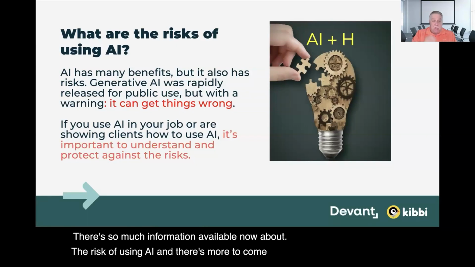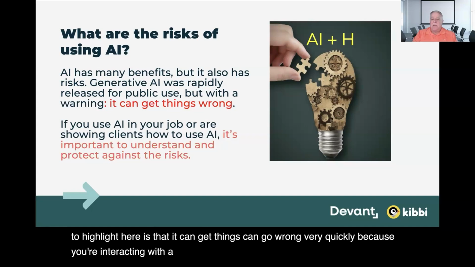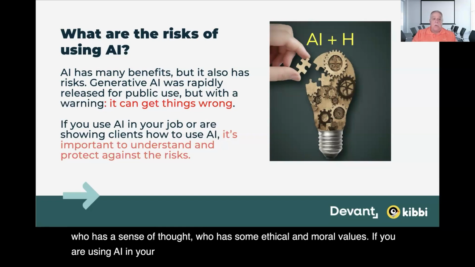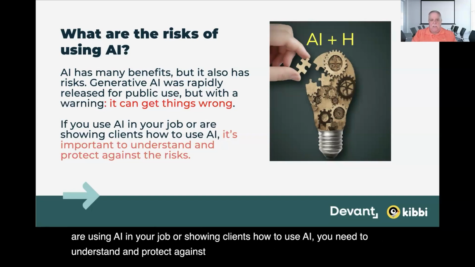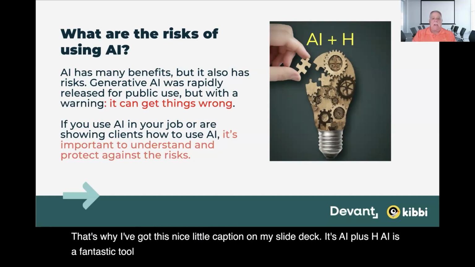But the two main points I'd like to highlight here is that things can go wrong very quickly because you're interacting with a machine. You're not interacting with a human being who has a sense of thought, who has some ethical and moral values. If you are using AI in your job or showing clients how to use AI, you need to understand and protect against these risks. That's why I've got this nice little caption on my slide deck. It's AI plus H. AI is a fantastic tool, but you need to have the human element surrounding the AI.